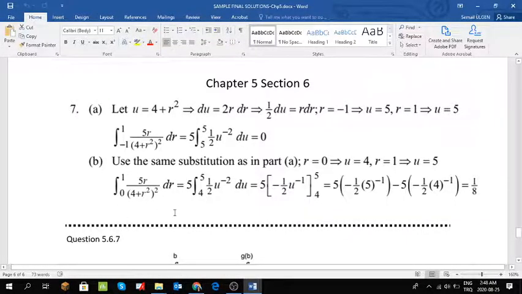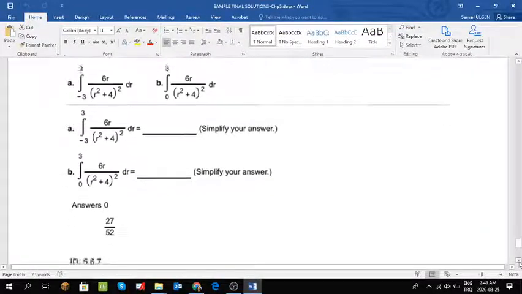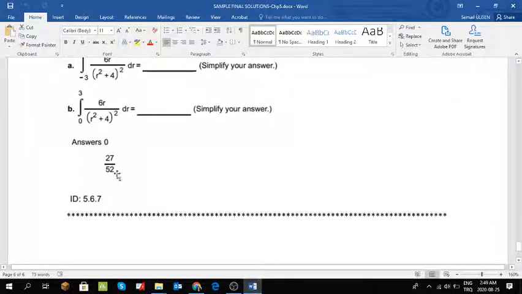Now we change the limits. It's the same question, but the limits are changed. So we just copy the integrand that we got and just change the endpoints. Whenever r is 0, u is 4. Whenever r is 1, u is 5. From 4 to 5, we integrate and we get 1 over 8 as the answer. So I suggest you try these two out by yourselves and see if you can get these two answers.